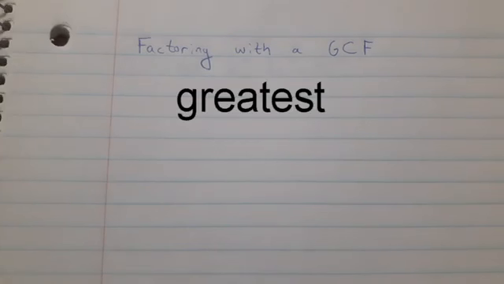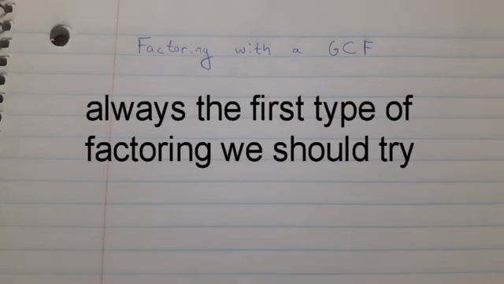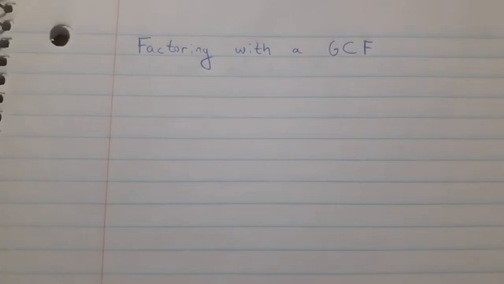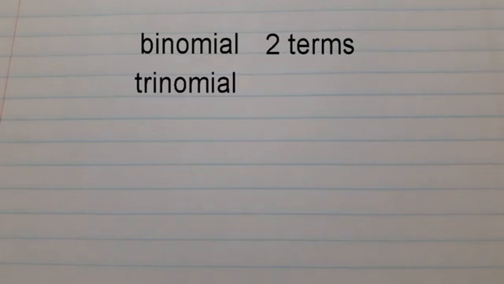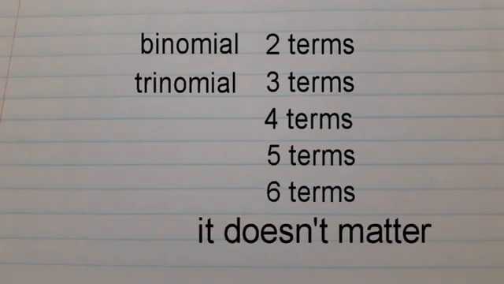GCF stands for greatest common factor, and the reason we're talking about this form of factoring first is because it's always the first type of factoring we should try. Anytime the directions say factor, the first thing we should look for is a GCF. One of the nice things about a GCF is that it doesn't matter how many terms our original polynomial has, we can always look for a GCF. We can look for a GCF if it's a binomial and has 2 terms, if it's a trinomial and has 3 terms, or if it has 4, 5, 6. It doesn't matter how many terms there are, we can always look for a GCF.